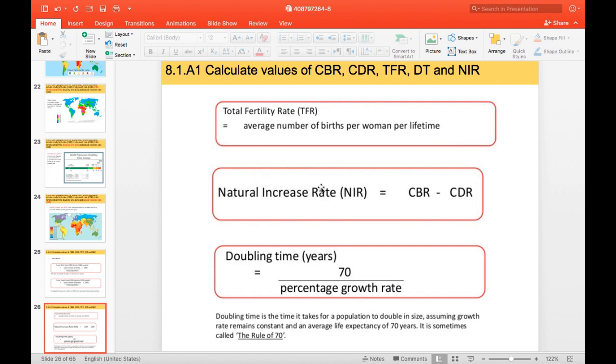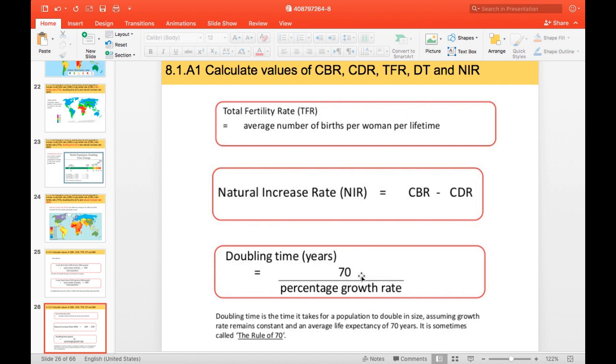So natural increase rate, NIR, this one is the easiest one, CBR minus CDR. That is the natural increase rate. Then we have the doubling time in years. You can calculate that by looking at the data that you have, like in the previous slide, or apply this formula, 70 over percentage growth rate. All this data you're going to have in tables, so you just have to get the data and calculate.